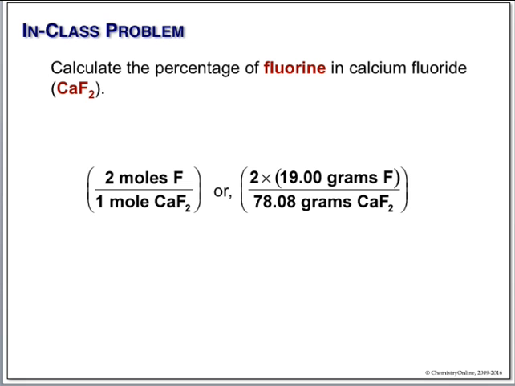So we take our trusty calculator. 2 times 19 divided by 78. Multiply this by 100. By George, we get 48.67% fluorine. Everyone see that? Mole ratio to mass ratio. Do your math, multiply by 100, and you get percent.